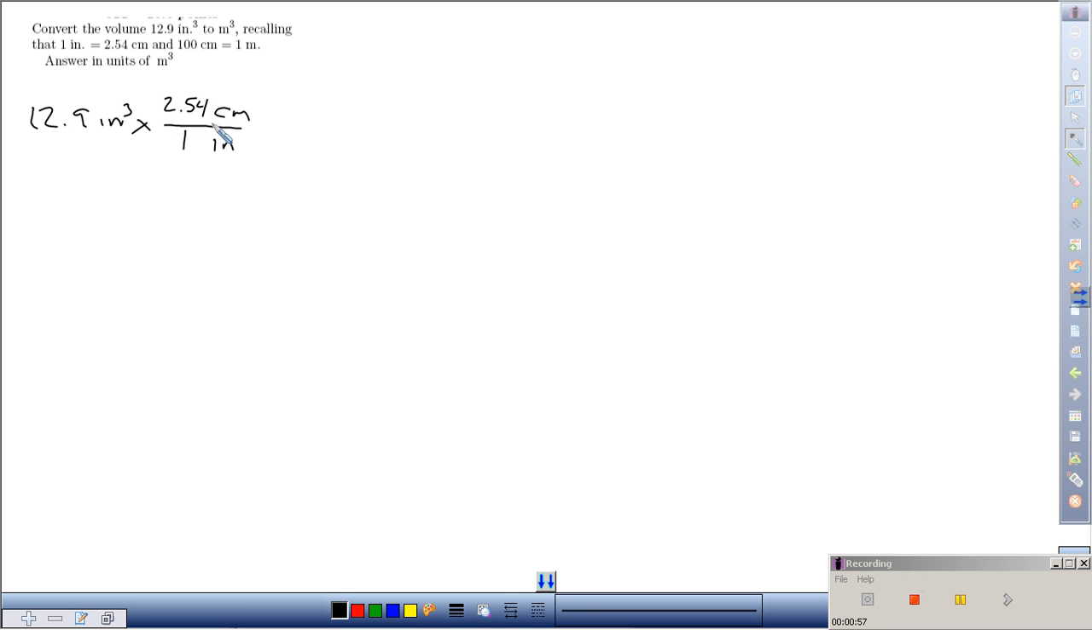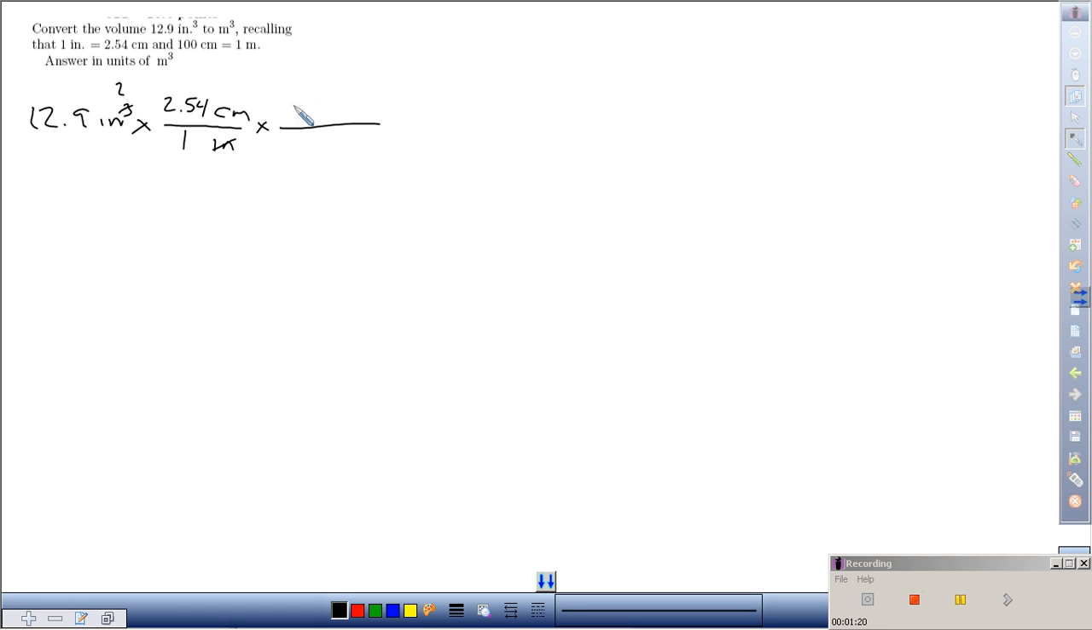Now if I did this math, what I would discover is that this is inches cubed. This is just inches. So if I cancel out inches, well, it wouldn't get rid of the whole cubed. I would still be left with inches squared. So this isn't going to finish my conversion for me. What I'm going to have to do is actually do this conversion right here again.